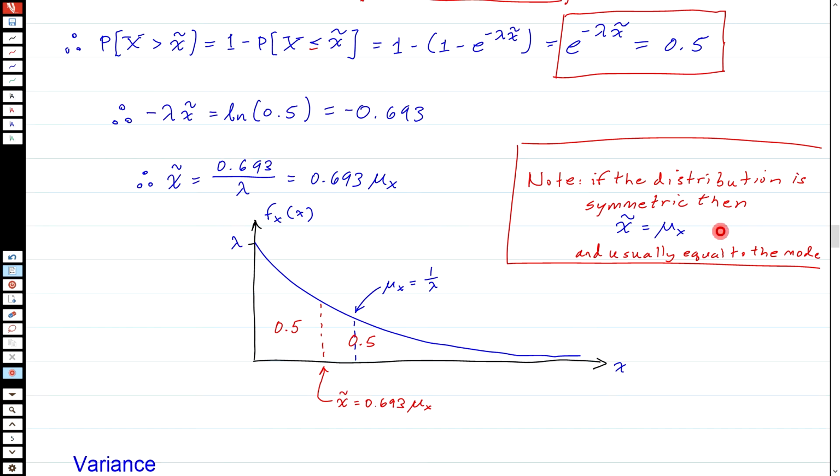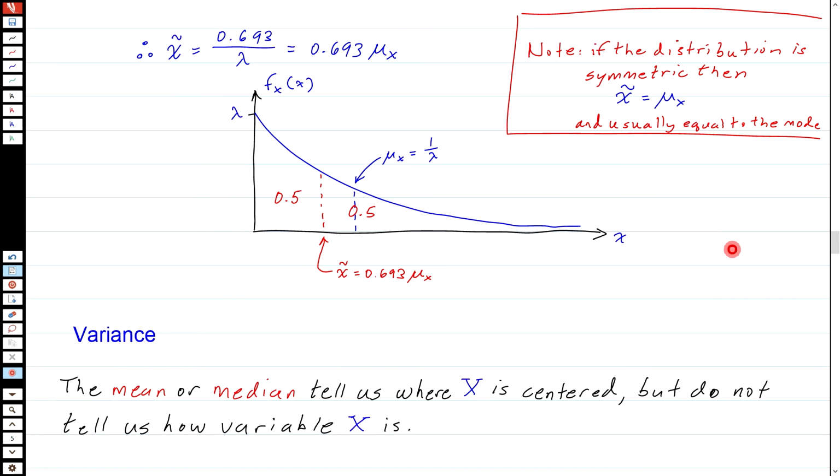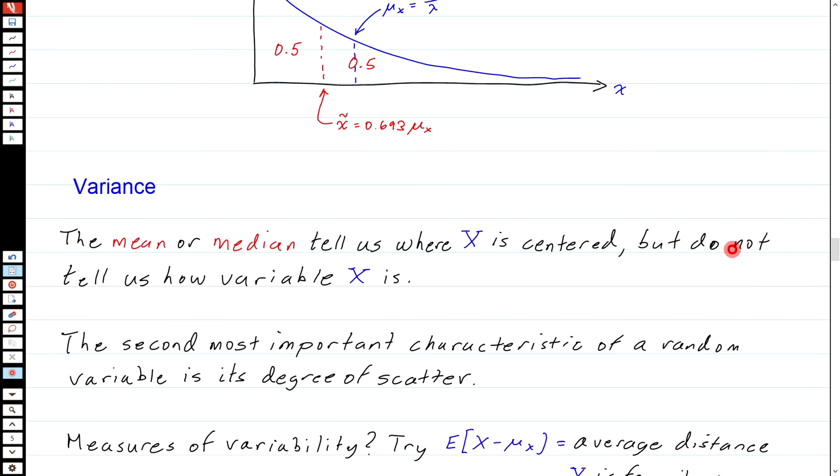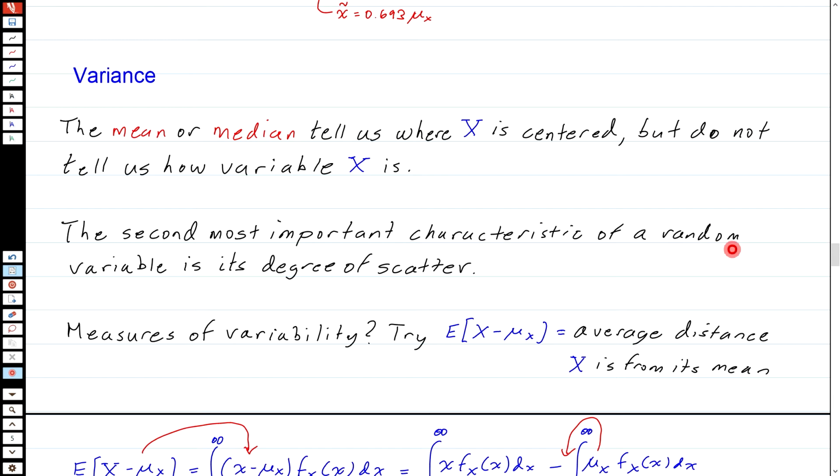Okay, and I just make a note here. If the distribution is symmetric, then x tilde is equal to mu of x, and usually is then equal also to the mode. Okay, so that covers the characteristic central tendency.